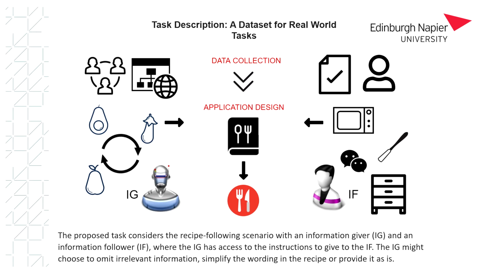And so what we did is we formatted our data set in an information giver, information follower format, which was loosely based on the GIVE challenge. So in this scenario, the information giver, in this case the AI, might choose to omit irrelevant information and simplify the wording, or provide it to the user as is, depending on the needs of the user.